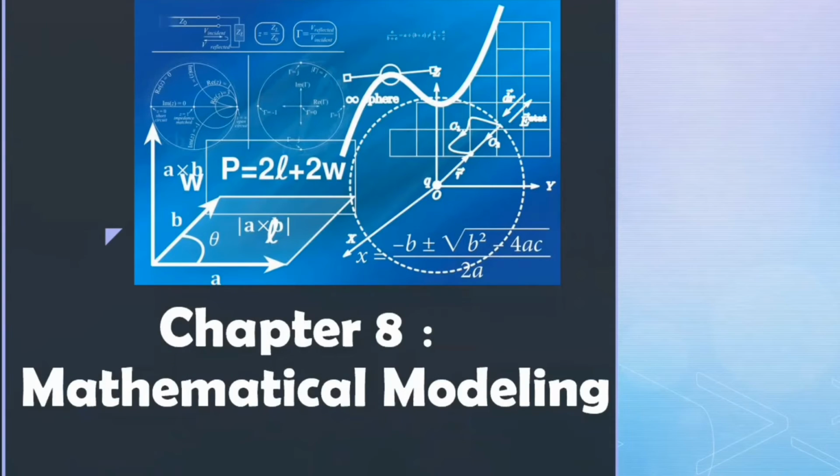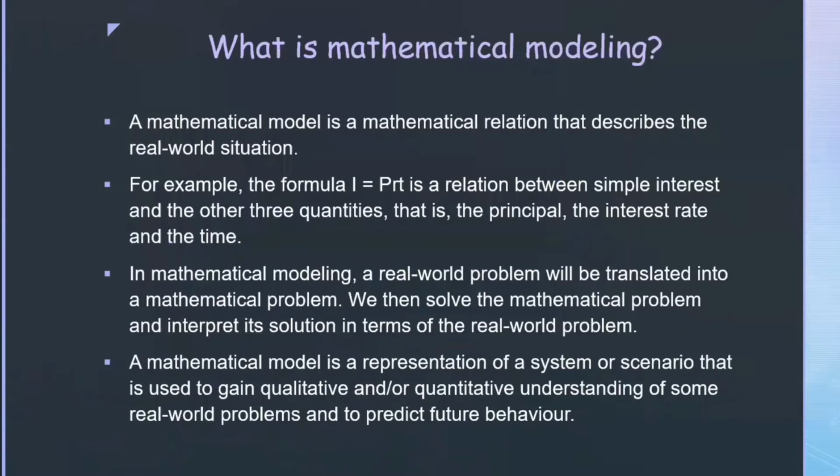Today, I'm going to talk about Maths Chapter 8, Mathematical Modeling. What is mathematical modeling? A mathematical model is a mathematical relation that describes a real-world situation. For example, the formula I = PRT is a relation between simple interest and the other three quantities, that is, the principal, the interest rate, and the time.